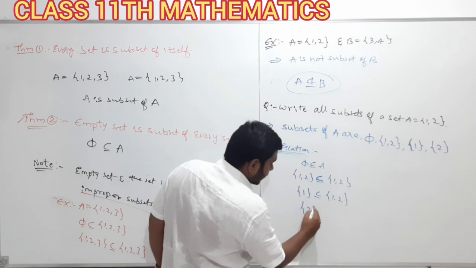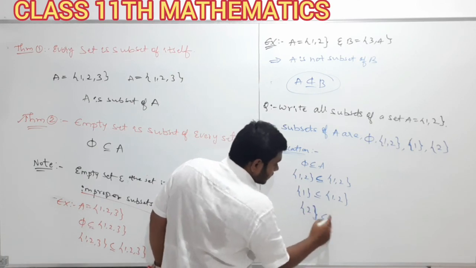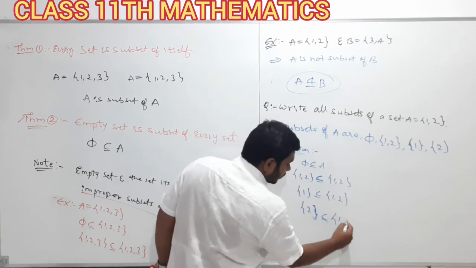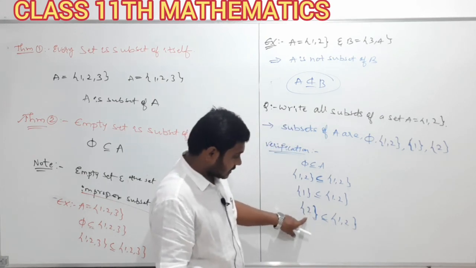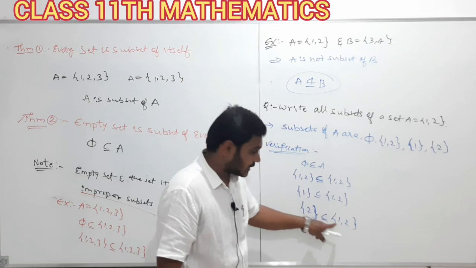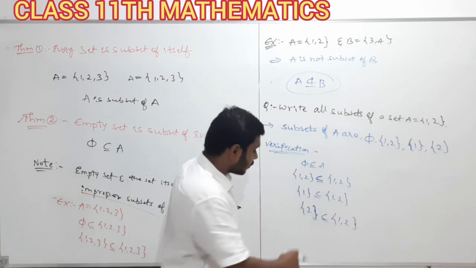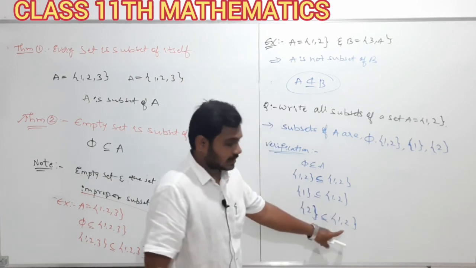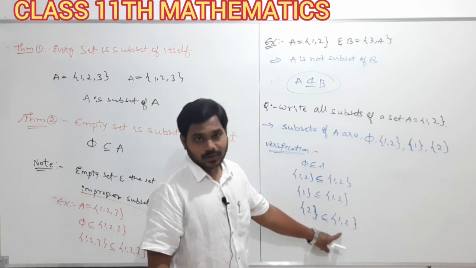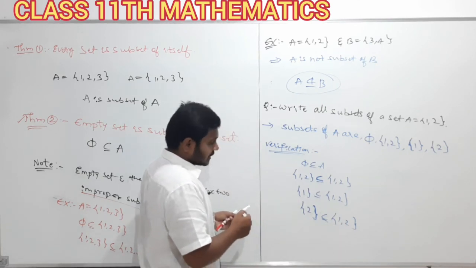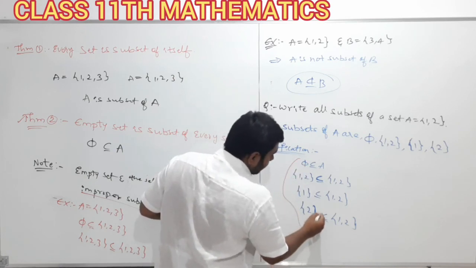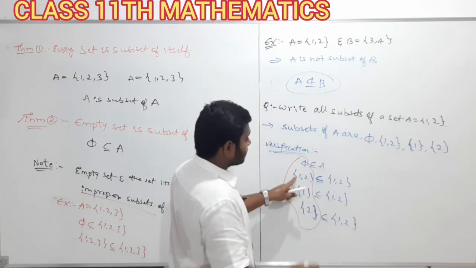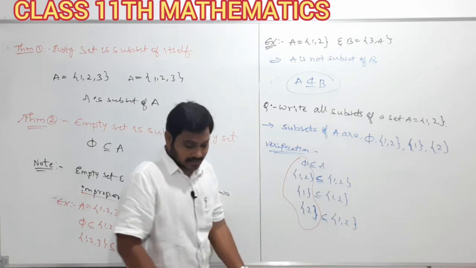And next, if you take element 2, this is also a subset of {1, 2}. This set is a subset of this because every element of this set is contained in this set. 2 is here, 2 is here. So therefore, this set is a subset of the given set containing 1, 2. So therefore, my dear students, these are the only possible subsets of the given set A.